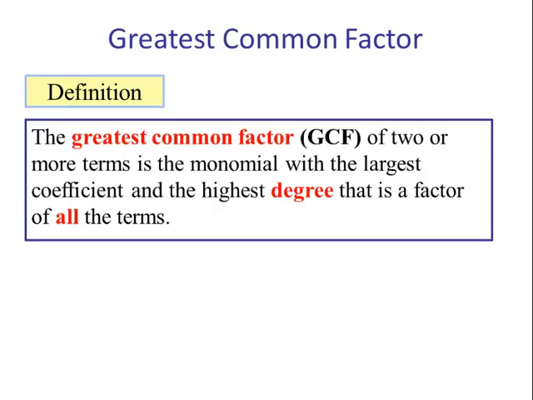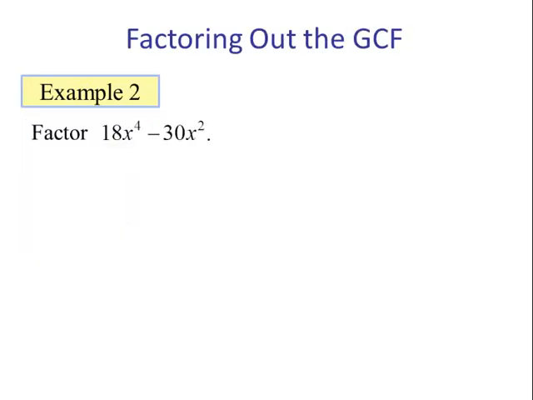Greatest common factor definition: the greatest common factor, GCF for short, of two or more terms is a monomial with the largest coefficient and the highest degree that is a factor of all the terms. Let's do another example. Example 2. Factor 18x to the fourth minus 30x squared.